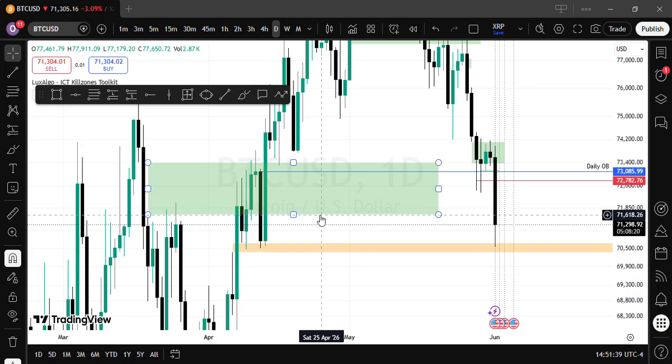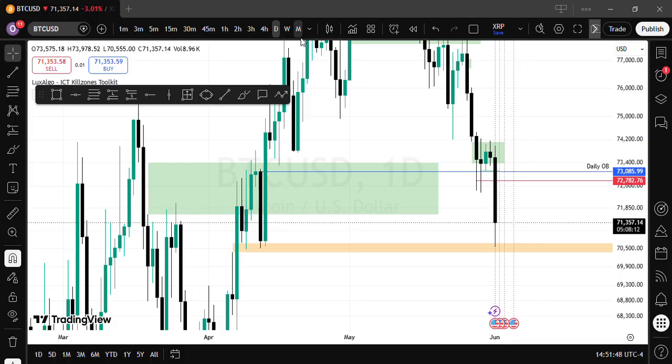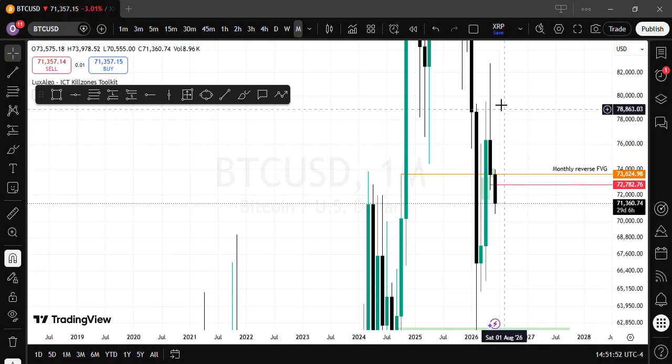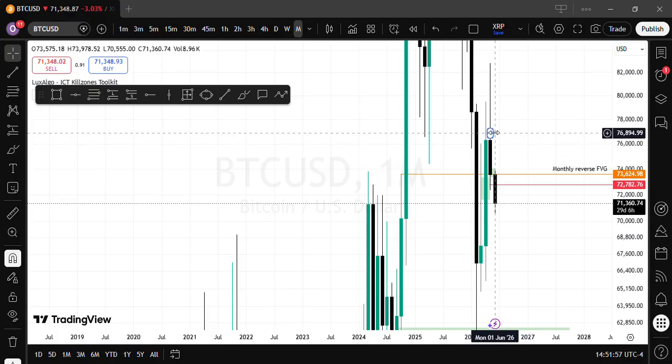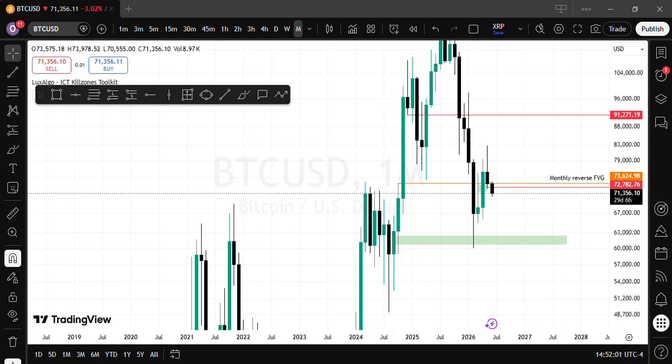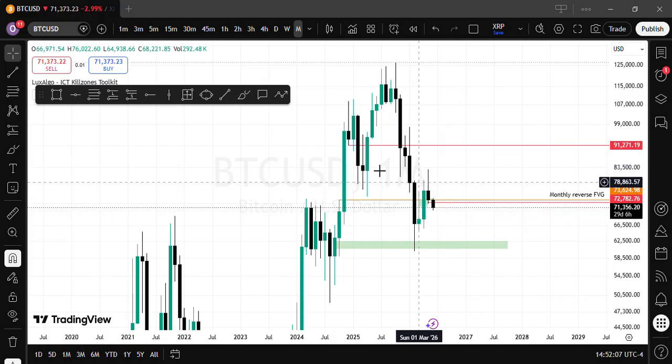So that's one sign that is negating any sign of bullishness. And also, starting from the monthly, I remember telling you guys how I was expecting last month, that's May, monthly candle to close bearish. And I also remember telling you guys how we are also on the reverse fair value gap on the monthly time frame. So keep that also in mind.